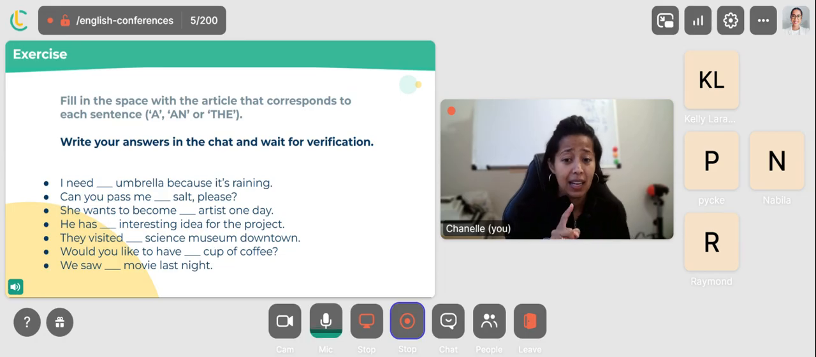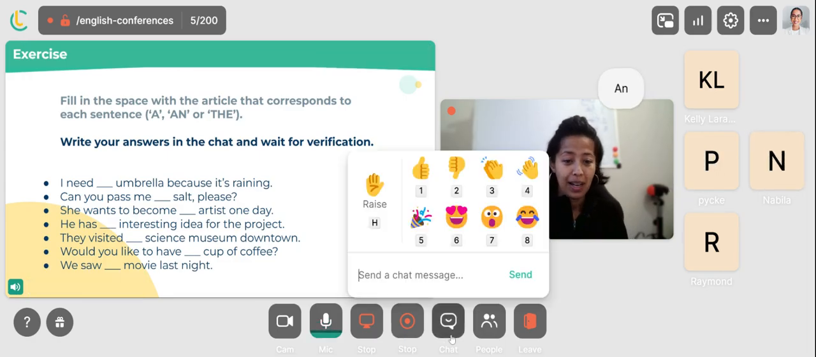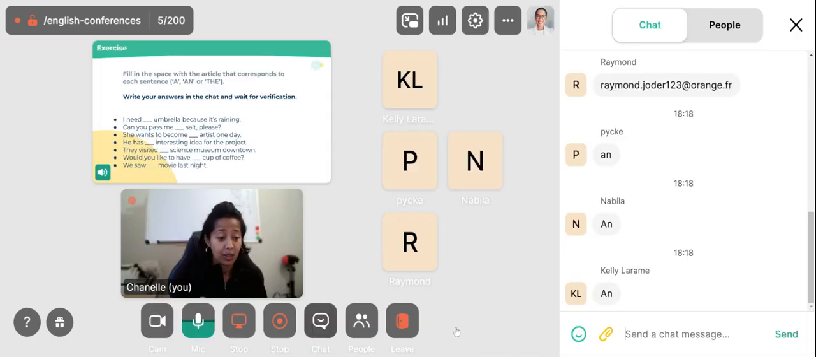I need a umbrella, an umbrella, or the umbrella because it is raining. Wonderful. So in our responses, we've got an, and an. Exactly. I need an umbrella. Why? Because umbrella begins with a vowel.